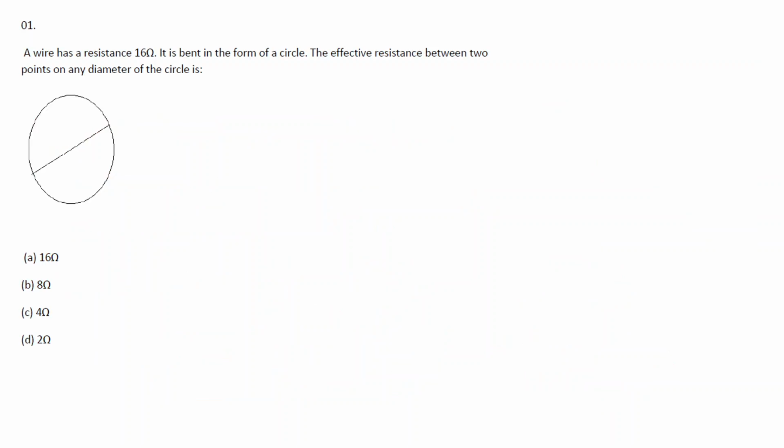So let's do those. The first question is, a wire has a resistance of 16 ohms. Now it is bent in the form of a circle. The question asks for the effective resistance between any two points on a diameter of the circle, which is drawn already here. So the wire is here, and we have to find the resistance between any two points.